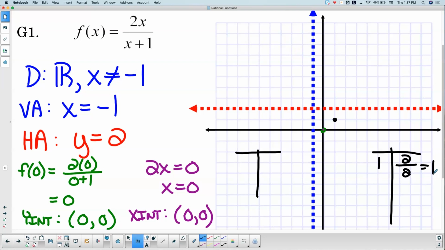Then I'm going to do something farther away, like 10. 2 times 10 is 20. 10 plus 1 is 11. 20 divided by 11 is like 1.9.